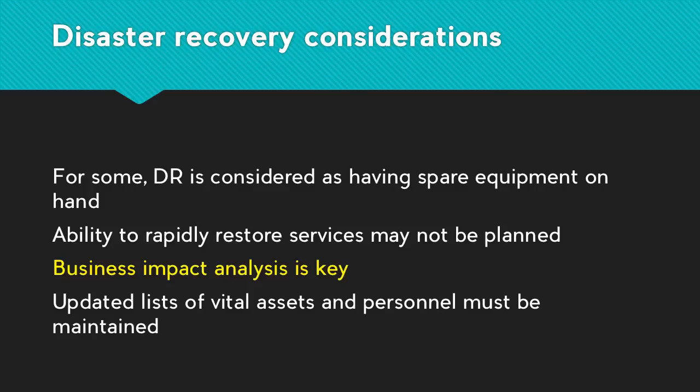What happens when this engineering workstation goes down? Does that kill your process? Does that just kill your visibility into the process? Or does that just kill your environmental control? So understanding what those impacts are. And again, updating the list of your vital assets and personnel. You have to know what you have. You have to know who can work on that. Who's available to fix those things.